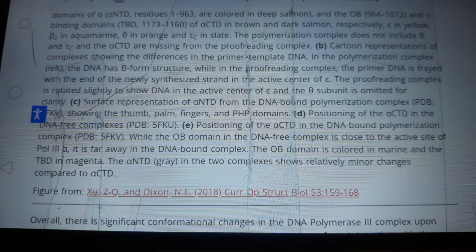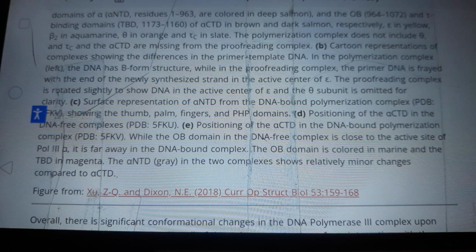That being said, let's go to the next sentence. That is, the polymerization complex does not include theta and TC, and the alpha CTD is missing from the proofreading complex. B. Cartoon representations of the complexes. In the polymerization complex on the left, the DNA has B-form structure, while in the proofreading complex, the primer DNA is frayed with the end of the newly synthesized strand at the active center of epsilon. The proofreading complex is rotated slightly to show DNA in the active center of epsilon, and the theta subunit is omitted for clarity.